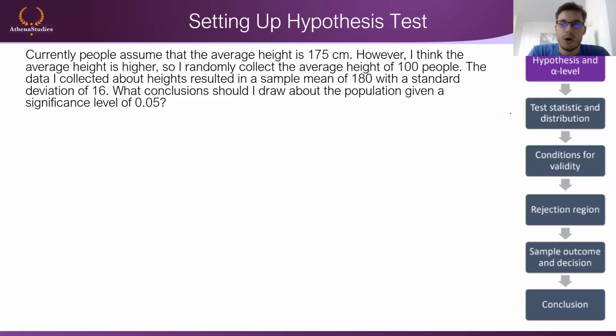Okay. So, question. Currently, people assume that the average height is 175 centimeters. However, I think that the average height is higher. So I randomly collect a sample of 100 people. The data I collected about heights resulted in a sample mean of 180 with a standard deviation of 16. What conclusions should I draw about the population if my significance level is 0.05?